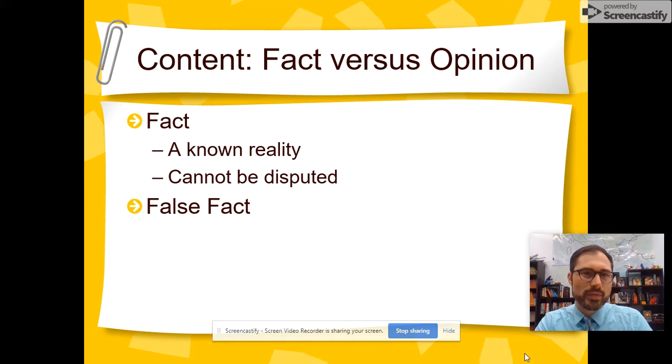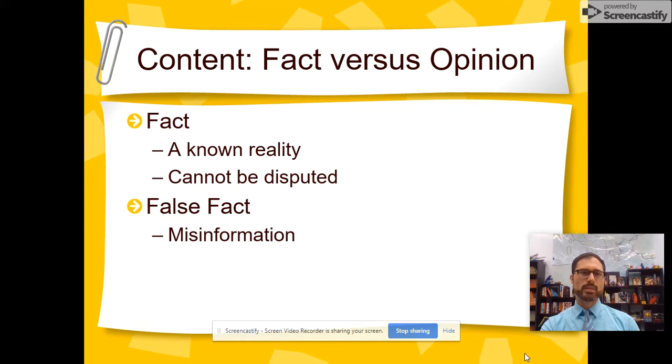We also might have false facts where we're mistaken, where we give the wrong name, or where we say the wrong number, or report the wrong score. Those are false facts. They might be intentional lies. They might be unintentional. But here we have some misinformation.